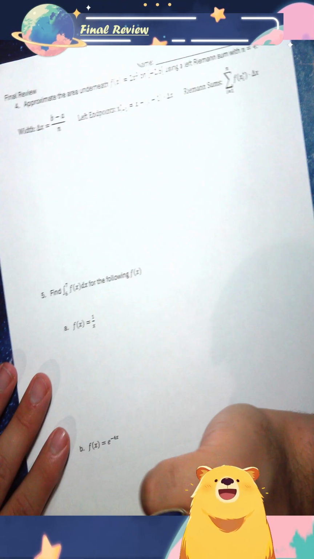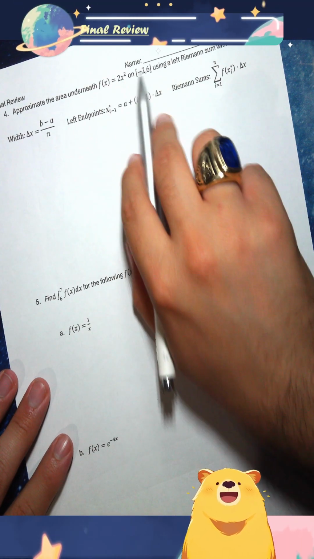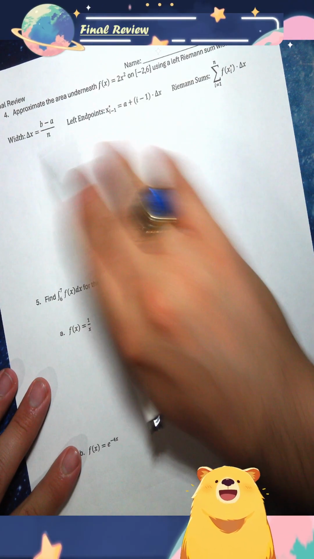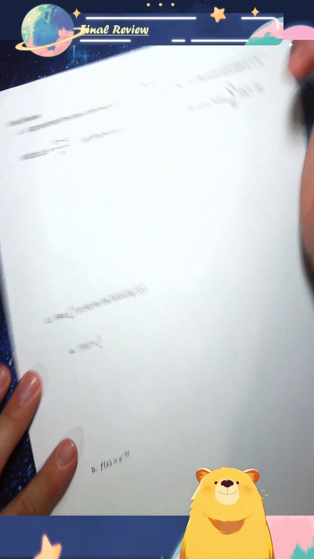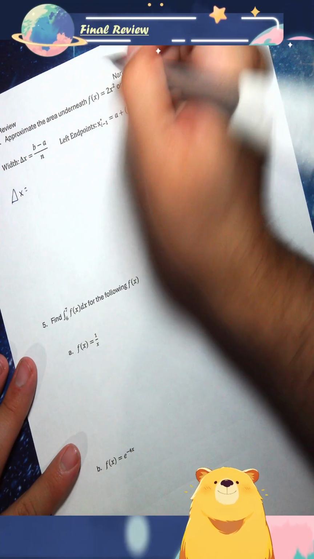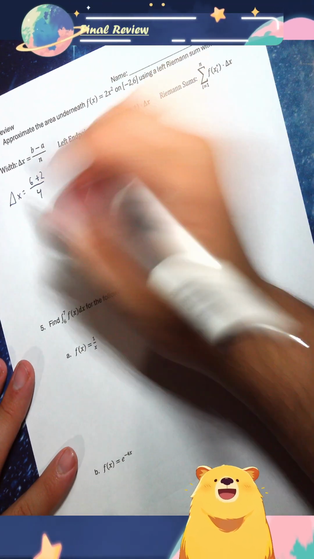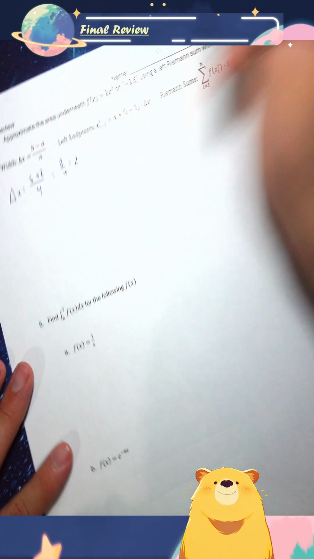So this is a Riemann sums question. Approximate the area underneath 2x squared on this interval using a left Riemann sum with n equals 4. And I'm copying the test format where I gave you the formula. So for here, we know the width is the ending point minus the starting point over the number of rectangles. So it's just 8 divided by 4, which is 2.